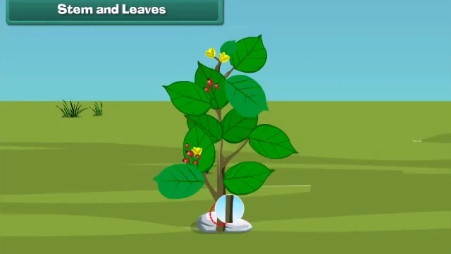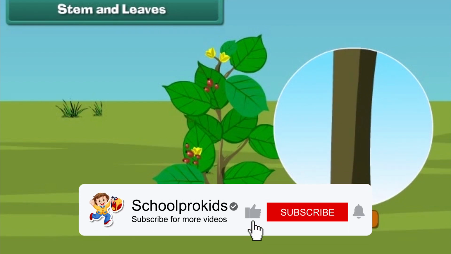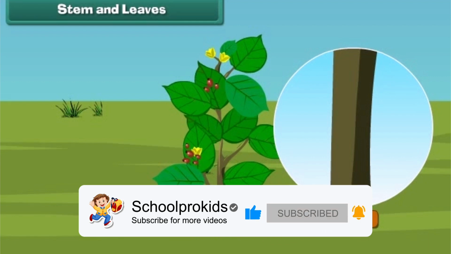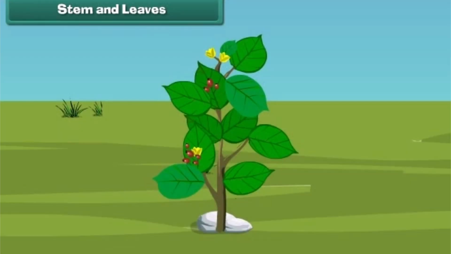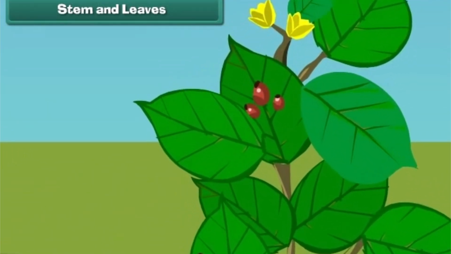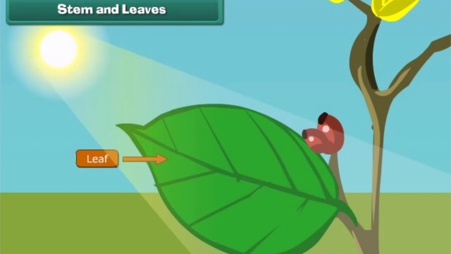The next part of plant is a stem. A stem is the hard part of plant which grows above the ground. It bears leaves, fruits, and flowers. A stem also supports plants. Friends, do you know which part of plant help them to prepare food? That's right, it is the leaves. Leaves are green in color that are born out of a stem.